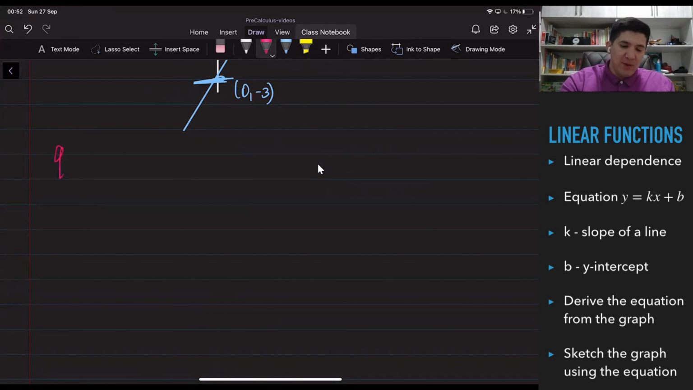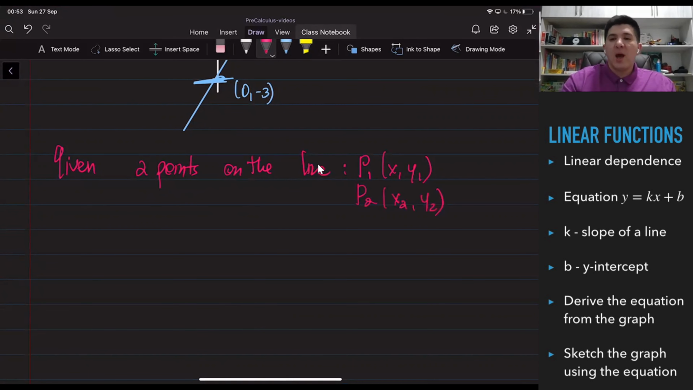So let's say given 2 points on the line. So they are P1, let's say, with the coordinates x1 and y1, and P2 with the coordinates x2 and y2. So how to find the equation of the line? So the steps are the following. So step number 1 is to find the slope of the line.